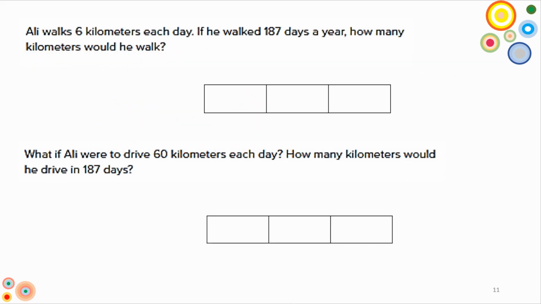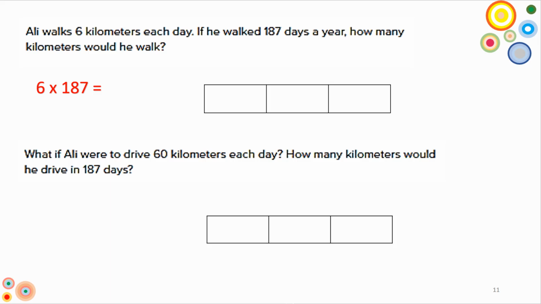Ali walked 6 kilometers each day. If he walked 187 days a year, how many kilometers would he walk? What is the number that we have? 6 each day. If he walked 187 days a year. So how many kilometers now? 6 times 187.